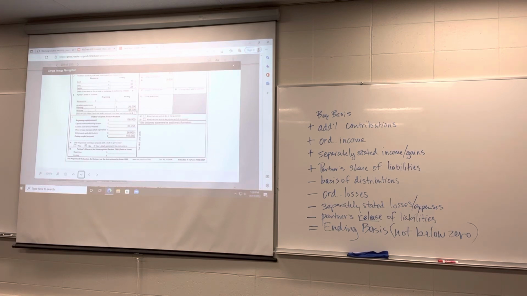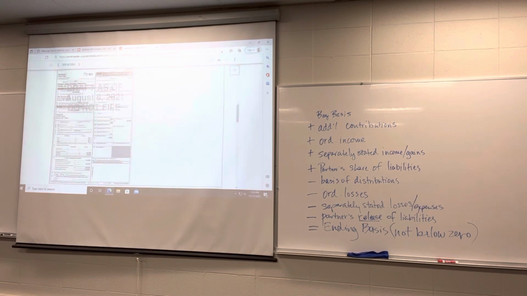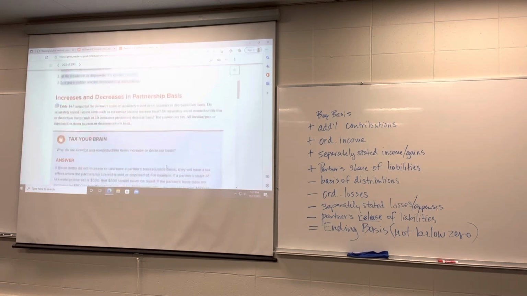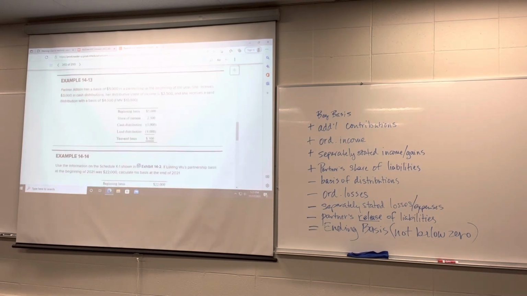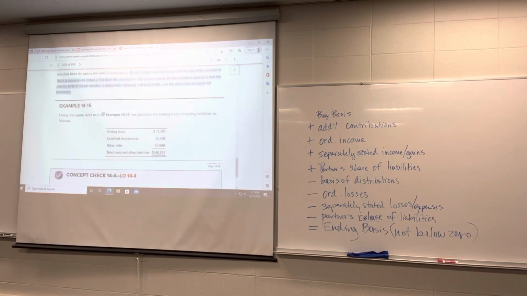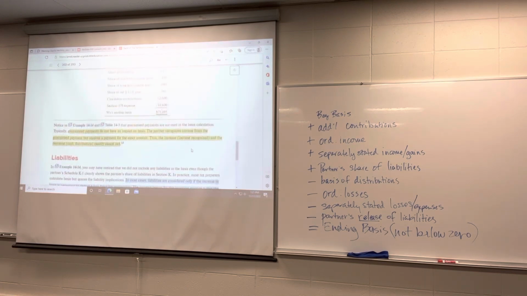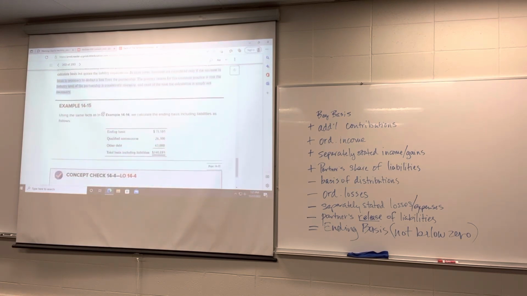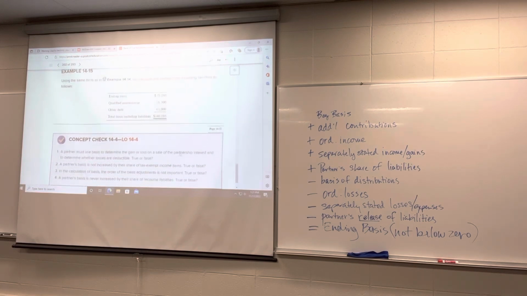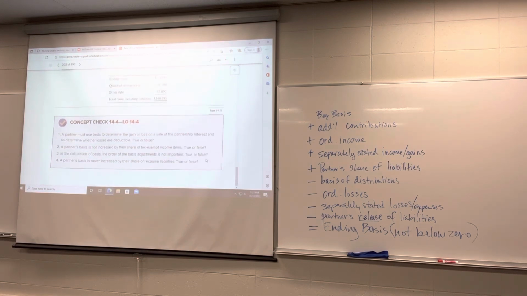Responsible for those liabilities, which means it adds to his basis, which is what they've done down here. So 71,595 from here. If we include the liabilities, we're going to add those liabilities because that's a plus. So his total basis, including the liabilities, is 140,895.